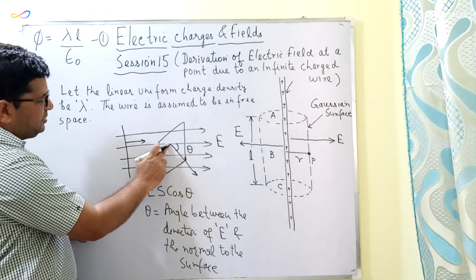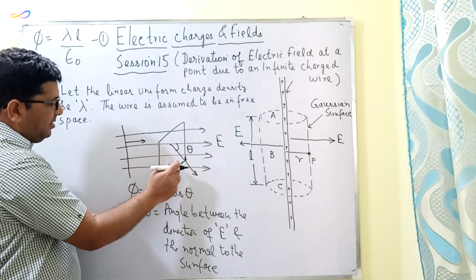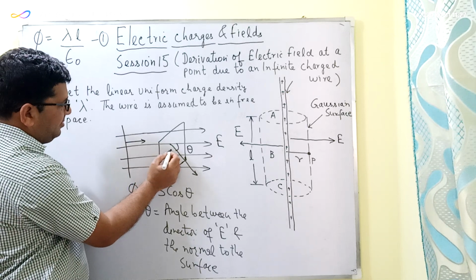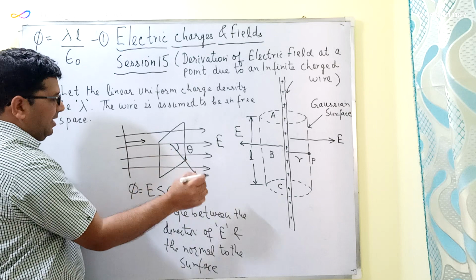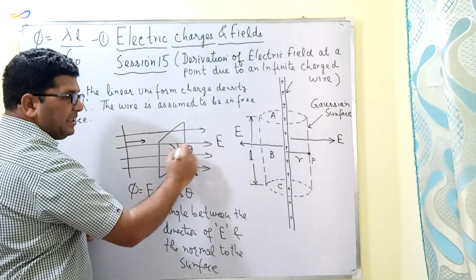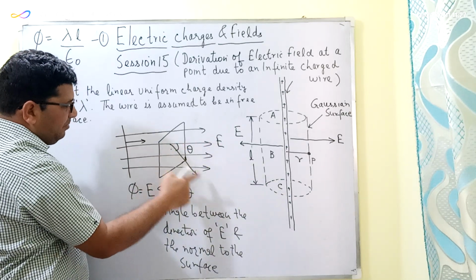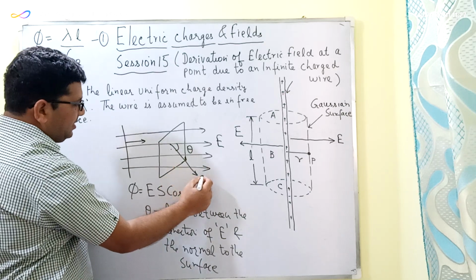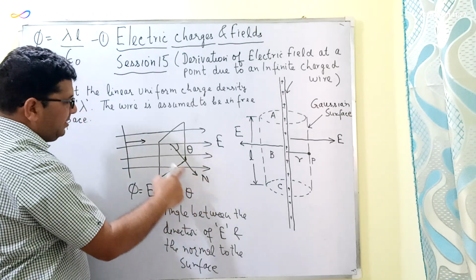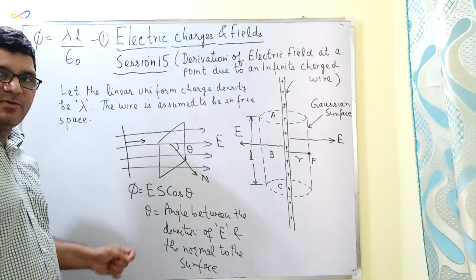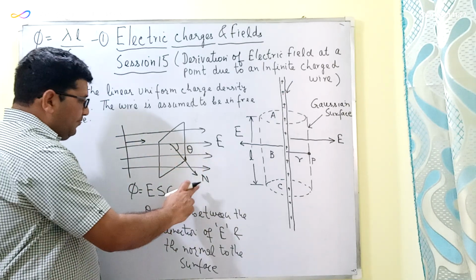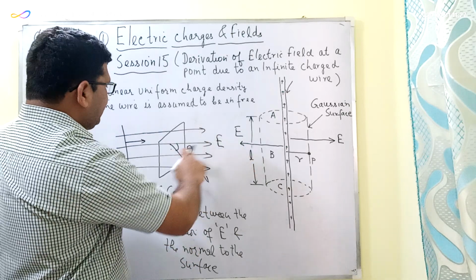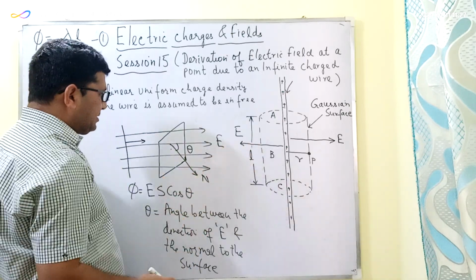will be like this. This is the normal to the surface, something like this, and the direction of the electric field is like this. So the angle between this normal to the surface, which I am writing here as n, and the direction of this electric field is equal to theta here. So in this case also I will be using this formula.